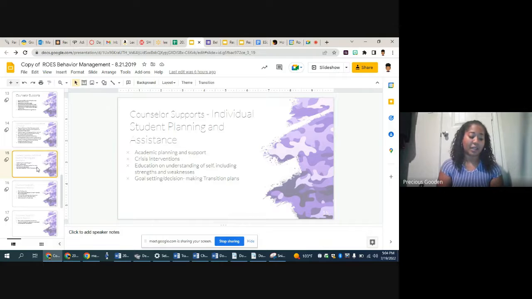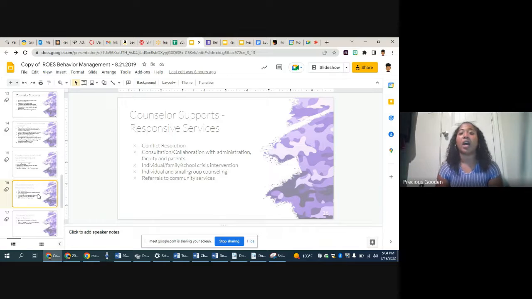All right. So, we address these supports that we'll be having. Our counselor will also have responsive services: conflict resolution, and consultation for administration, faculty, and parents. This is the consultation and collaboration. This is when there's a conflict maybe amongst educators within the school, or an educator and a parent. The counselor is there to be the mediator to bridge that gap between those two parties, and also individual and small grouping.